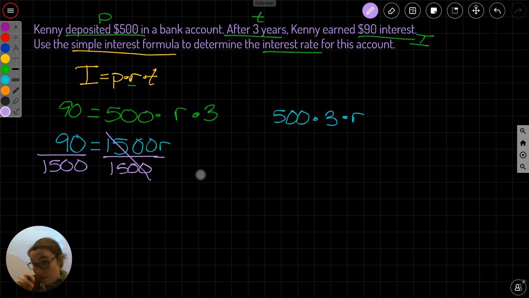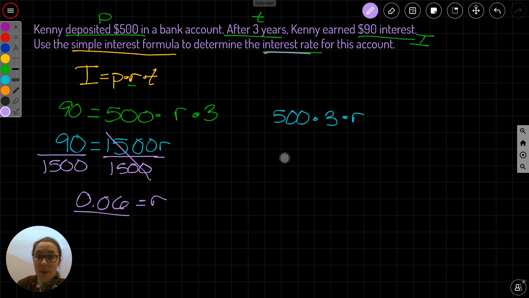And I could do that on paper. I'm not going to. I'm going to use a calculator. Actually, I'm going to use my textbook, which will tell me the answer. But you can use a calculator for this. It's totally fine. All right. And it looks like we're going to get 0.06 equals R.